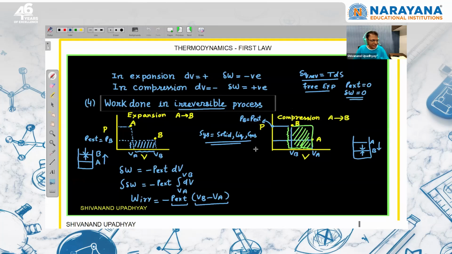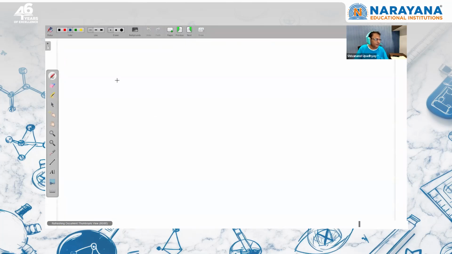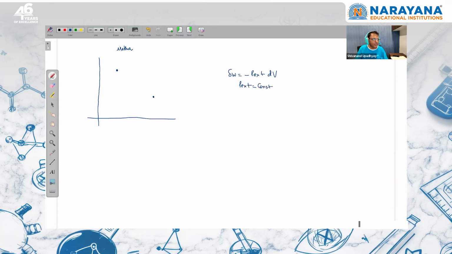So in work done we have to remember one or two things. Here this is what was explained, so let me tell you in short: whenever we are discussing work done, suppose we are participating in an irreversible process, let's take an isothermal irreversible process, or any irreversible process. We are moving from here to here, and we are writing dw is equal to minus P external into dV. When the process is irreversible, the external pressure is constant.